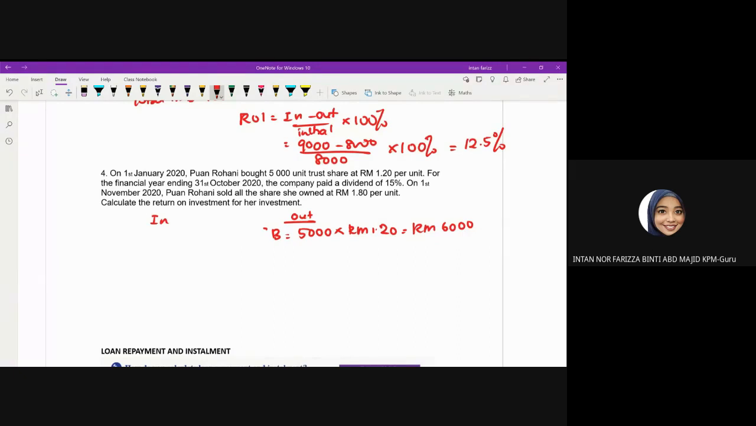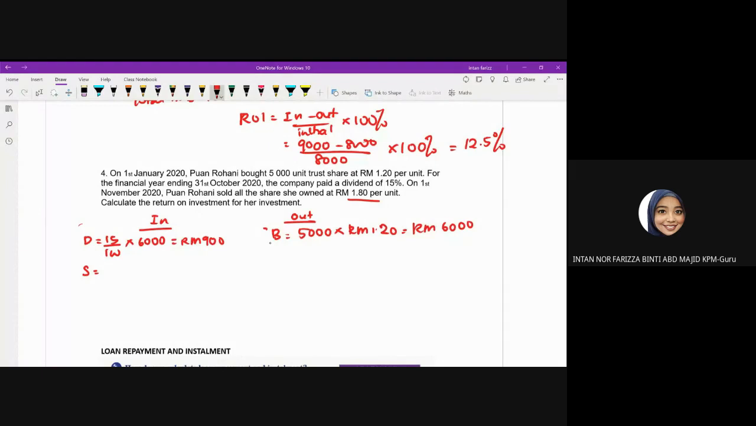How many shares altogether? 5,000 units. For the first financial year ending 31st October 2020, the company paid a dividend of 15%. Dividend is a source of income, so that comes under in. So 15% out of what? Of course, out of the amount of money that she spent just now, which is the 6,000. You calculate and get RM 900 for the dividend. On the 1st of November, she sold all the shares she owned at 1 ringgit and 80 cent per unit. So that means the sale comes under in.